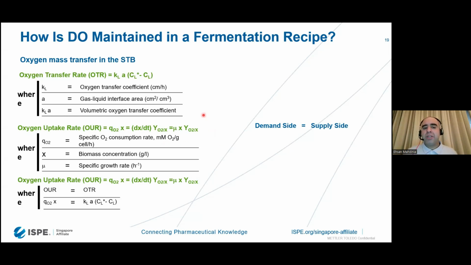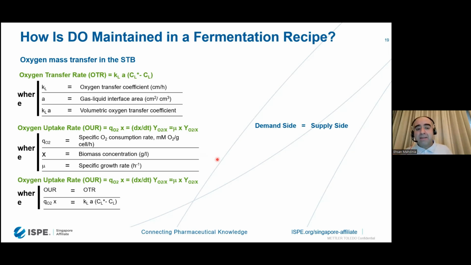And KLA essentially is built of two forms. One is the KL, which is essentially the coefficient for oxygen transfer. And A is the gas-liquid interface specific area. Tiny bubbles have a large A, specific volumetric surface area. And large bubbles are bad because they have such low A in this regard. So KLA together then determine the whole equilibrium.